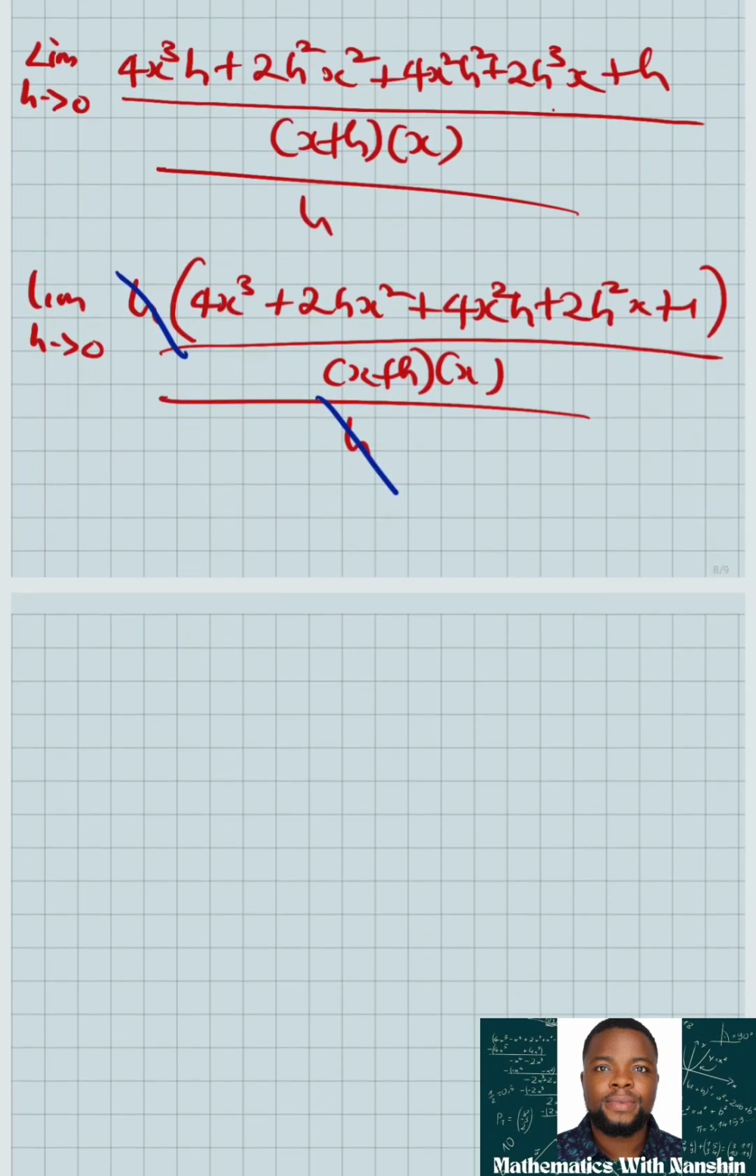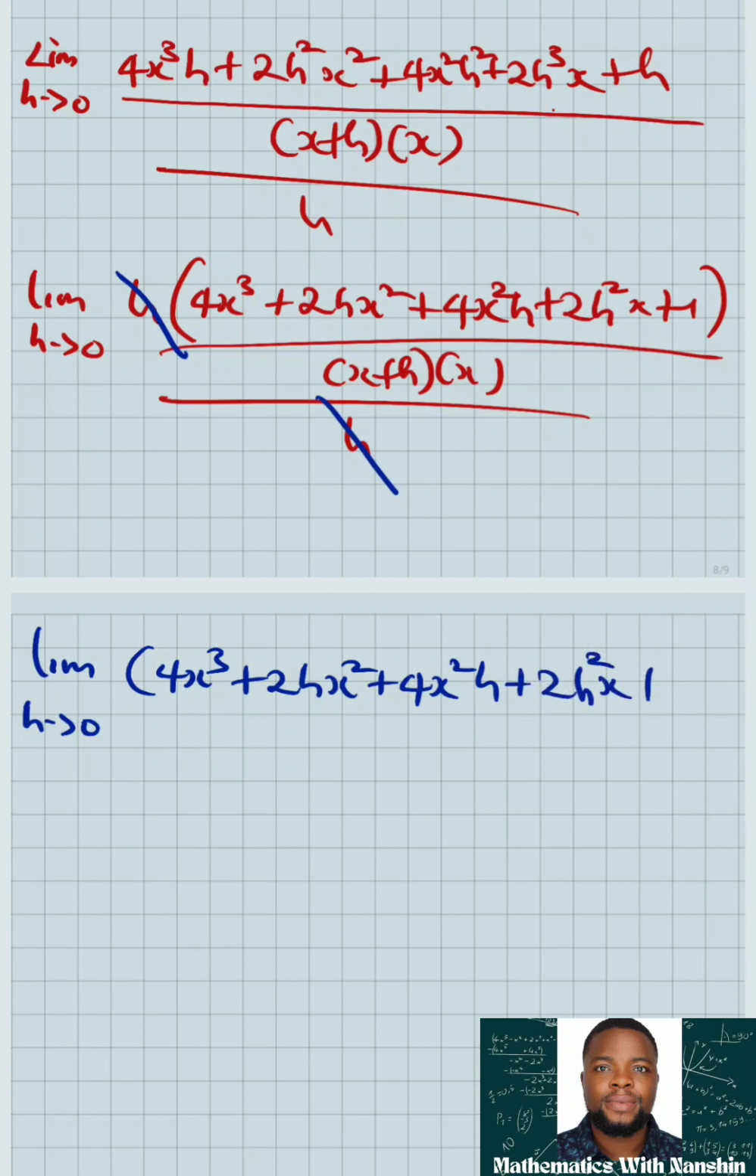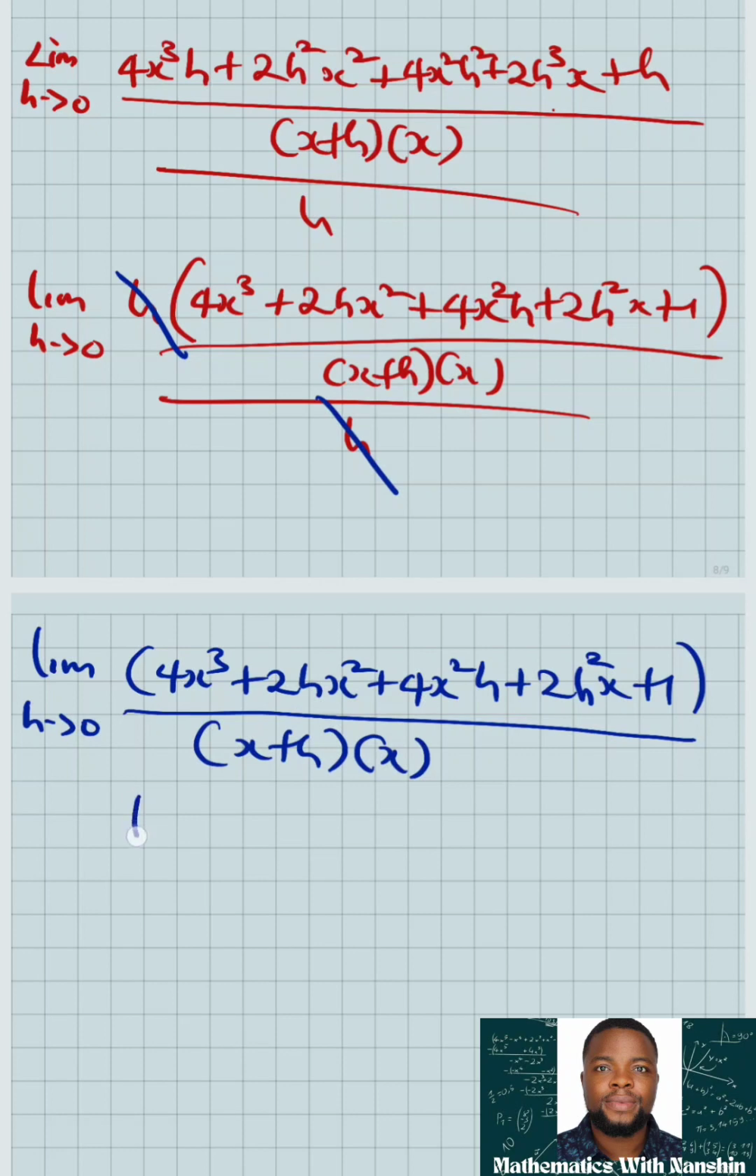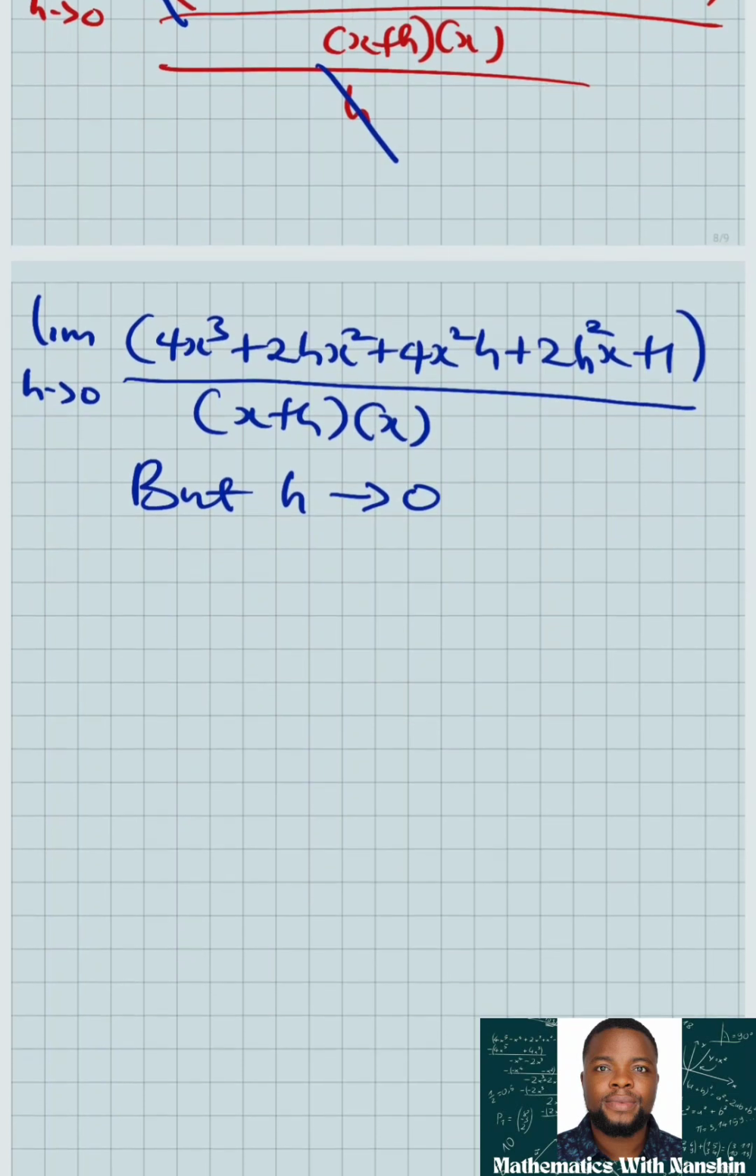So we're left with limit as h approaches 0 of 4x cubed plus 2h squared plus 4x squared h plus 2h squared x plus 1 all over x plus h all over x. But h approaches 0, so we're implementing that now.